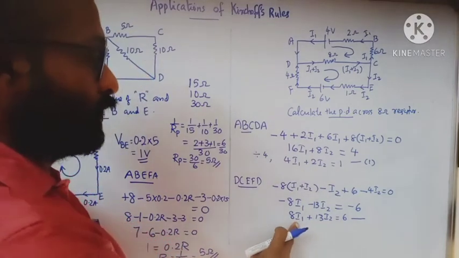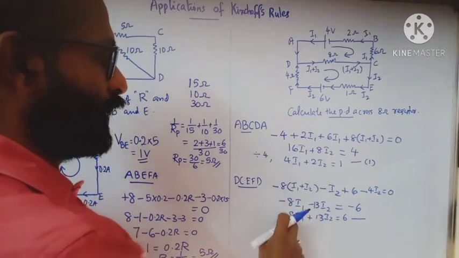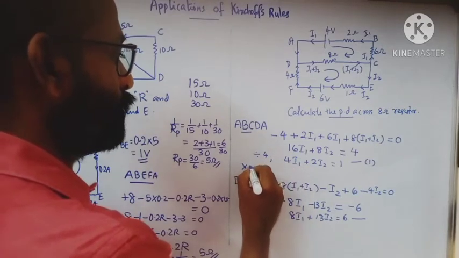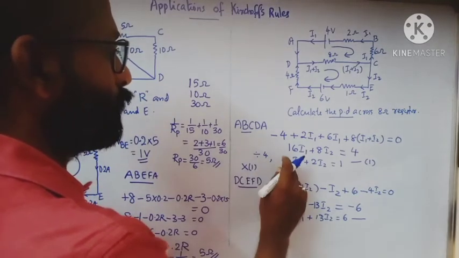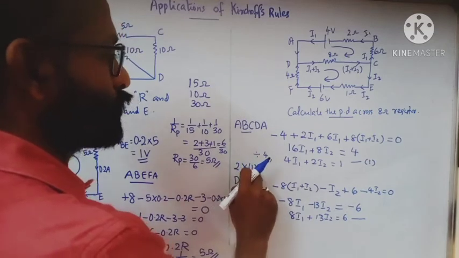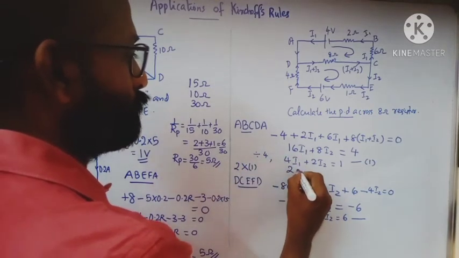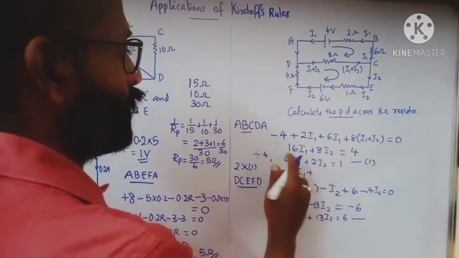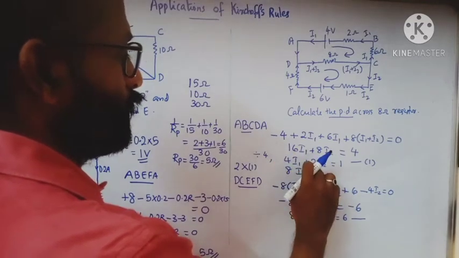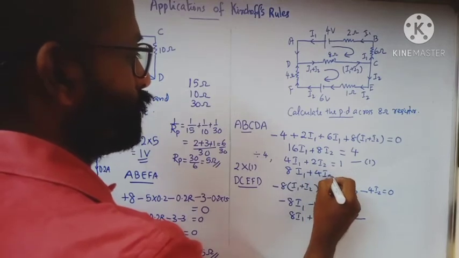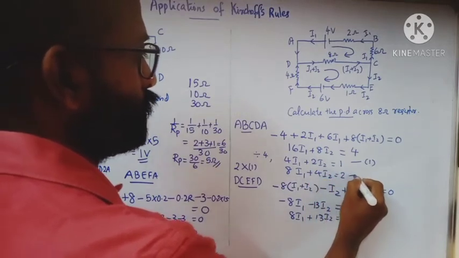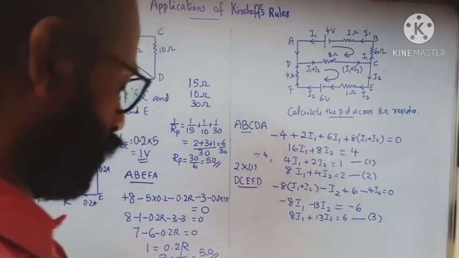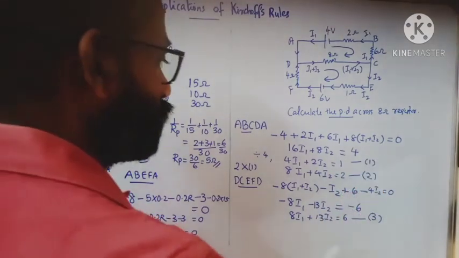Here we have 8 I1. Here we have 4 I1. We need to make this 8 I1. How can you make 8 I1? Multiplying equation number 1, we need to multiply by 2. Multiplying 2 with equation number 1, you will get 8 I1 plus 2 into 2, 4 I2 is equal to 2. This I put as equation number 2. This I put as equation number 3. We have got the 3 equations: equation 1, 2 and 3.